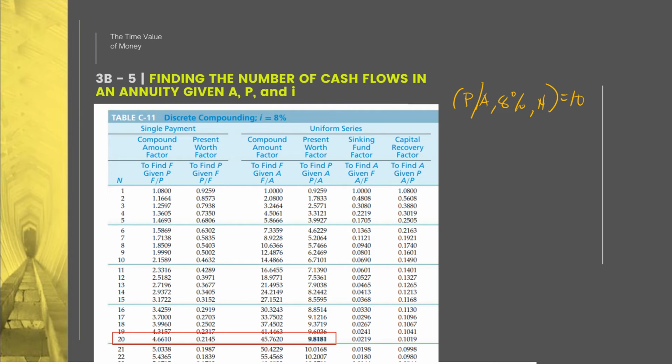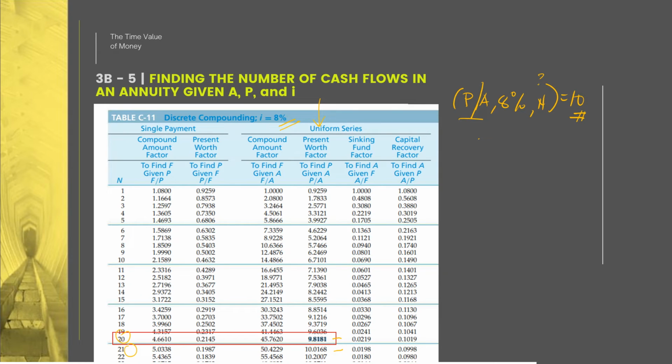Katong gi-equate na to ang $100 sa pikas sa right side na equation. So because we have this result, this 10 here, pangitao na to sa 8% na interest, and that's why we are looking at table C11 and question mark CN. So P over A na column ang atong tan-awon. So this is why we're looking at here. So let's try to find the 10 which is naa diri and kani pod siya. And ang equivalent ana nga N is 20 and 21.